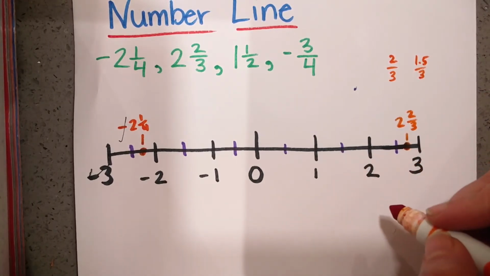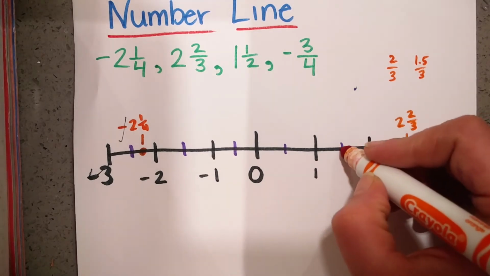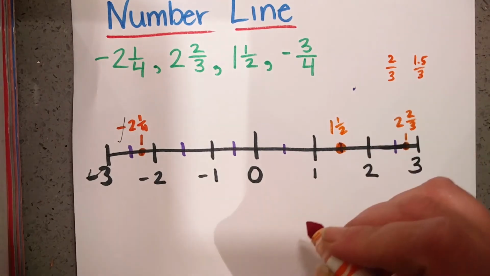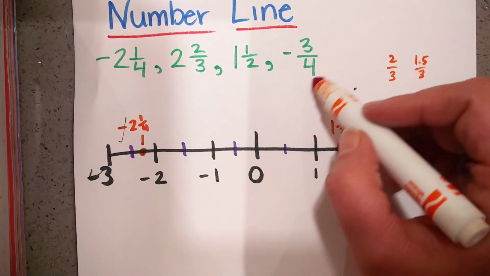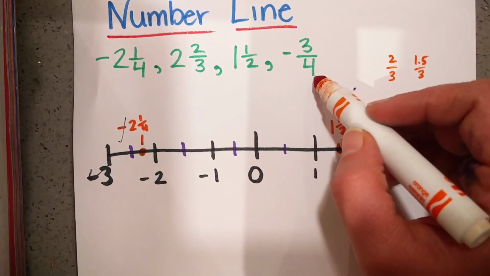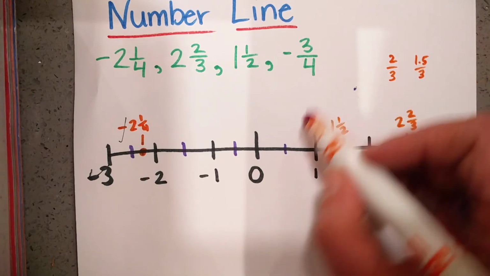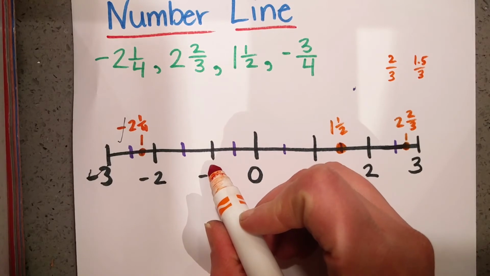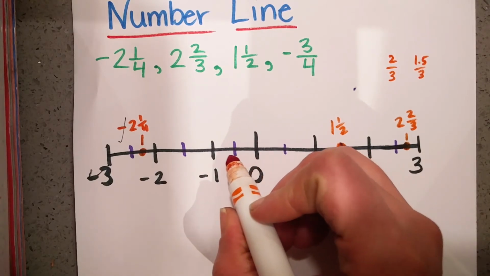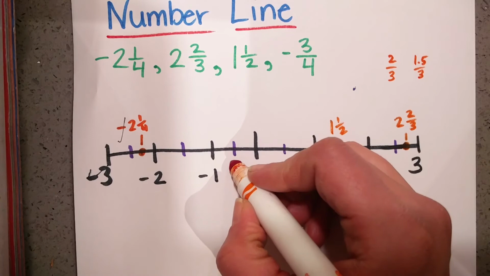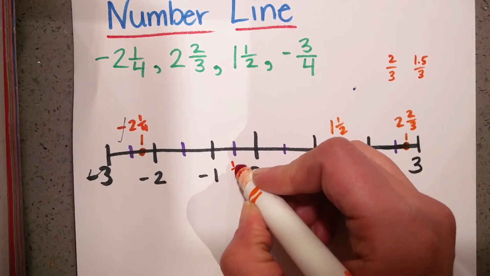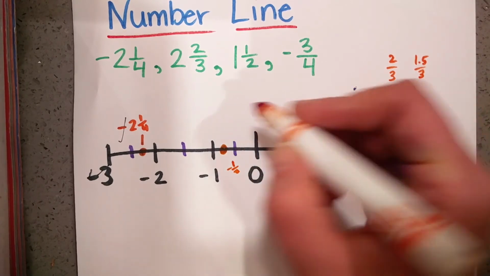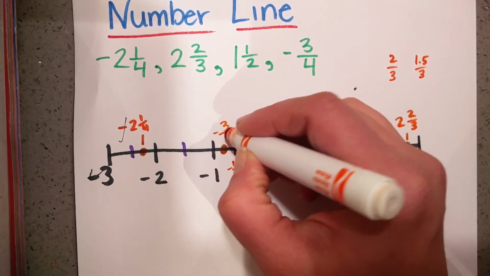The next one I have is 1 1/2. Well, that's easy. I've got 1 1/2. So here we go. This is our 1 1/2 spot. And then the last spot we have is negative 3/4. So negative 3/4 is between 0 and negative 1. And it's about 3/4. Well, this is negative 1/2. So negative 3/4 is going to be in between that. So here we go. We've got negative 3/4.